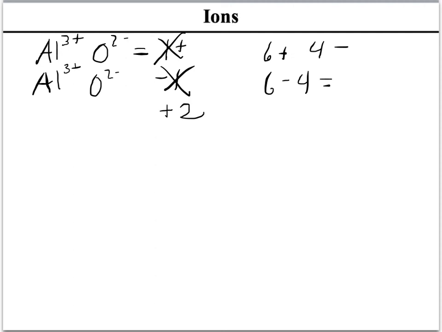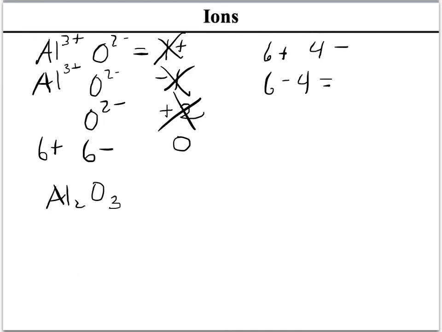All right, we want to get to 0, so I'm going to add another oxygen. So now we have 2 3+, so that's like a 6+ overall, and we have 3 2-, so it's 6- overall. So now we're at 0. So the formula for aluminum oxide would be Al2O3.